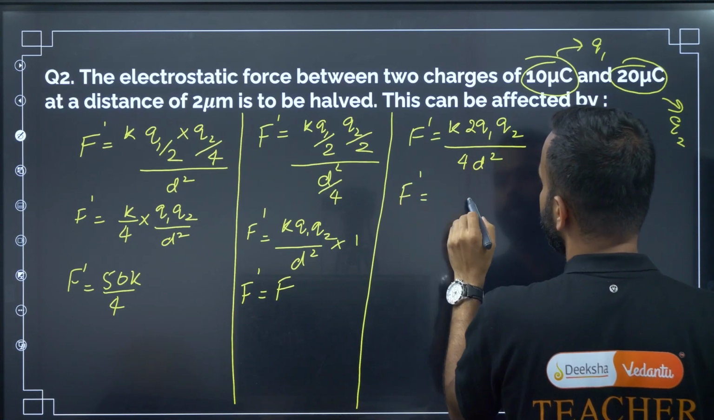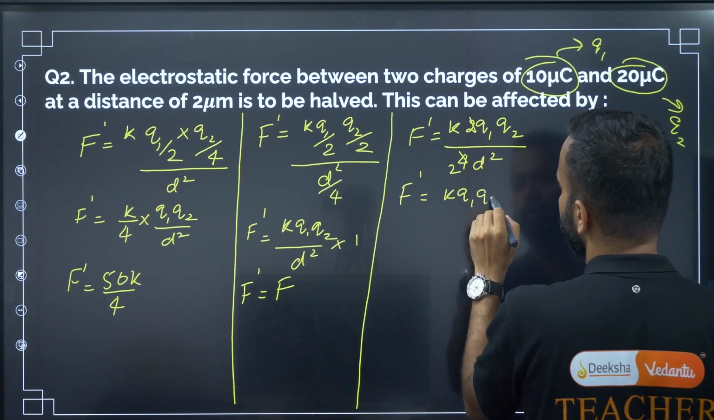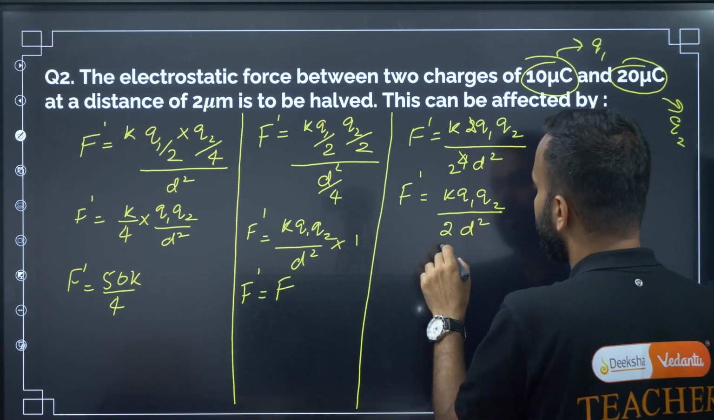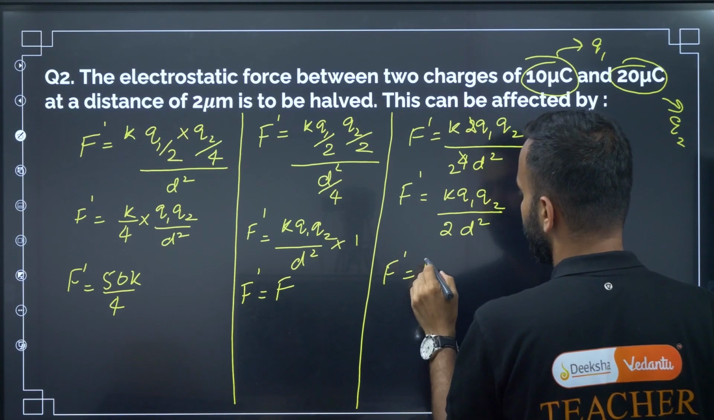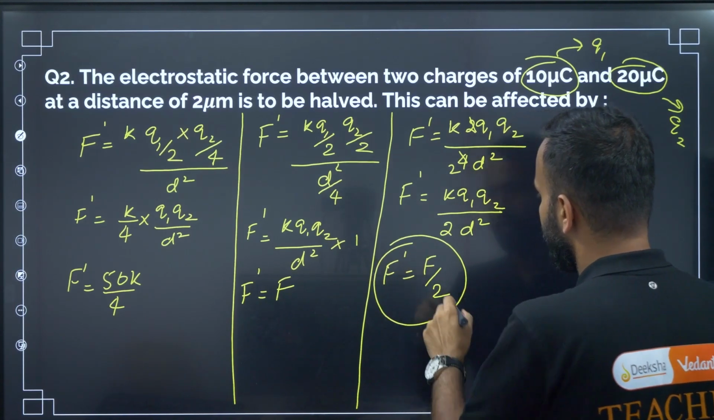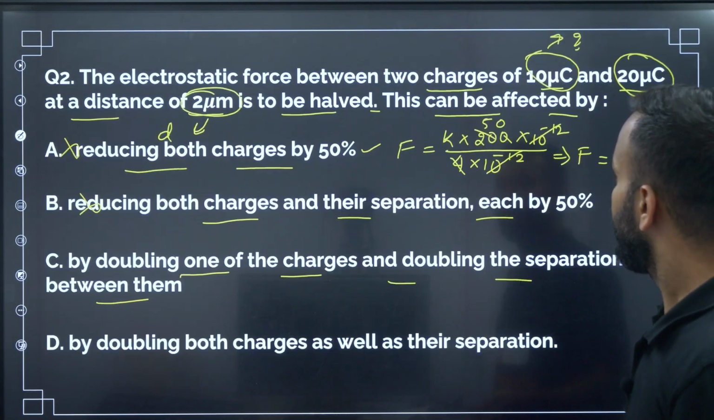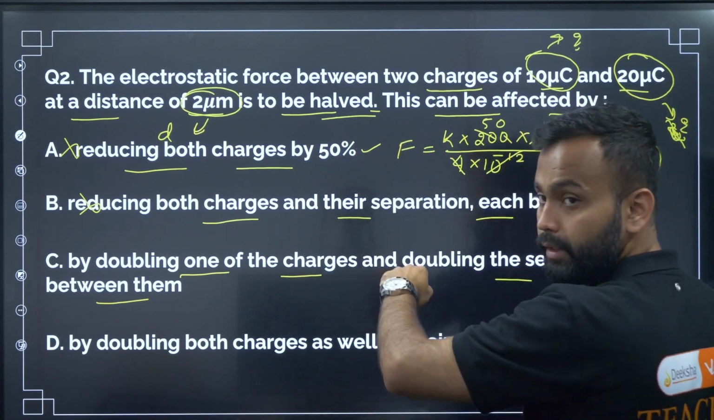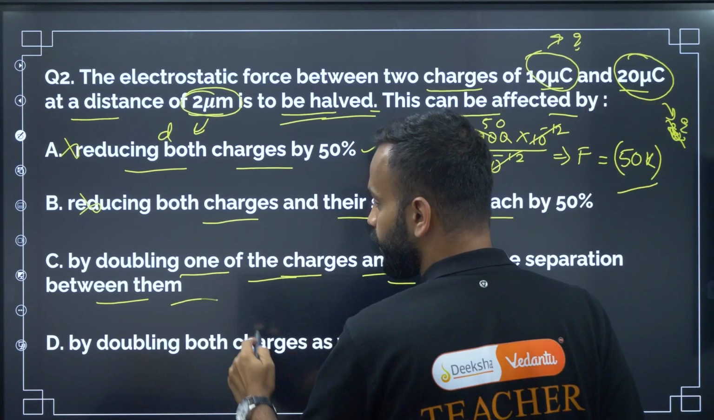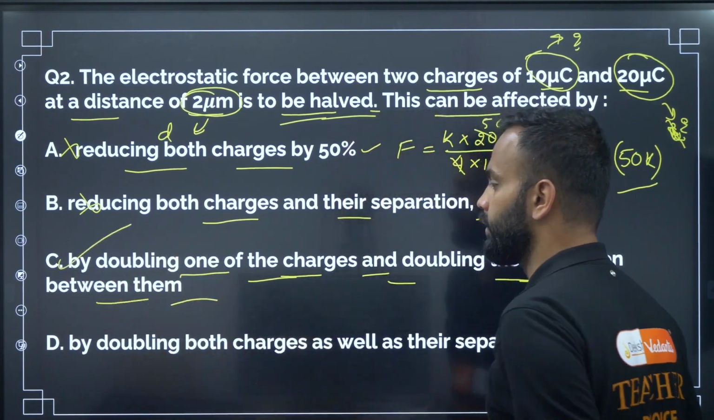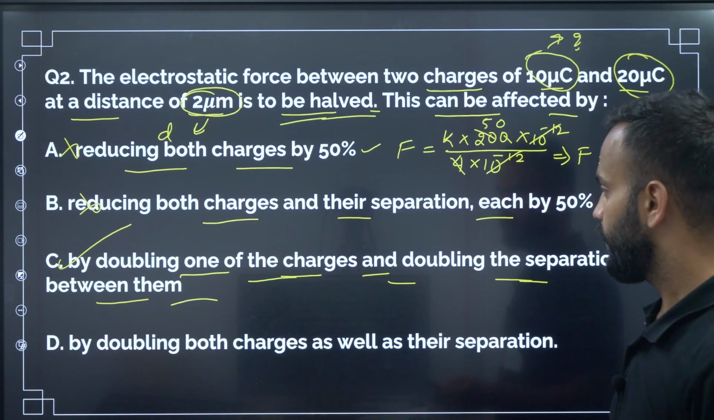So F dash is equal to, here 2 by 4 is 1 by 2. So K Q1 Q2 divided by d square, times 1 by 2. K Q1 Q2 divided by d square is F, right? So F dash is equal to F by 2. See, here F is halved. Force is halved. The question asks for the force to be halved by doubling one of the charges and doubling the separation between them. So option C is the correct answer. Understood? So here you have to check every option in the exam.